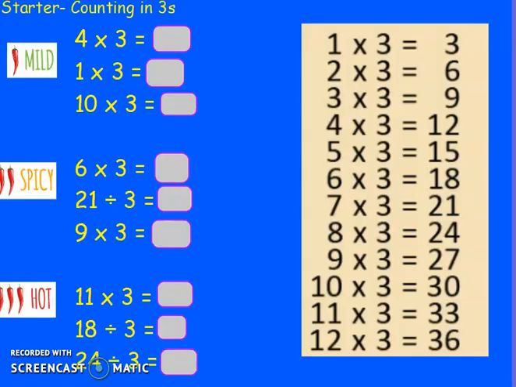Before our quiz, let's get our brains warmed up. On the screen, you'll see 3 chilli challenges. All the questions are from the 3 times table. Be careful as there's some divides in there too. Press pause, have a go, and play when you're ready to go through the answers.